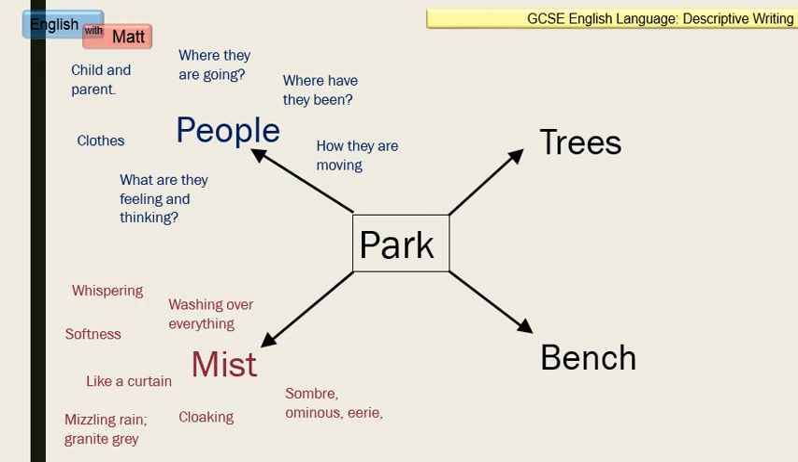Then if we turn to the mist, you might say, for example, almost personify the mist as whispering. You might think of the mist as being like a wave in some kind of simile or metaphor, described as washing over everything. You might say that the mist has a softness, or it's like a curtain, again using a simile. You might use the verb cloaking to say that the mist is almost like, again, blocking the light out, cloaking everything in mist. And you might be using vocabulary like mizzling rain, which is a very fine type of rain. You might use alliteration, granite grey sky, and you might use vocabulary like sombre, ominous, and eerie, which helps to create an atmosphere or a mood in your writing.